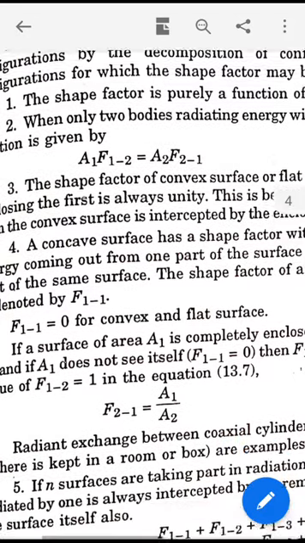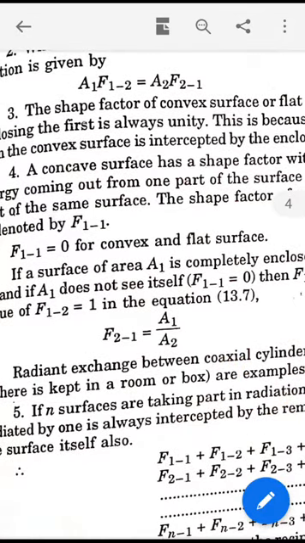Then a concave surface, or a cavity, an irregular cavity made in the ground. Suppose we make an irregular cavity of any shape in the ground. A concave surface has a shape factor with respect to itself, because energy emitted by a concave surface is intercepted by itself.